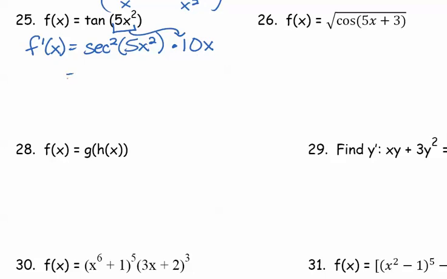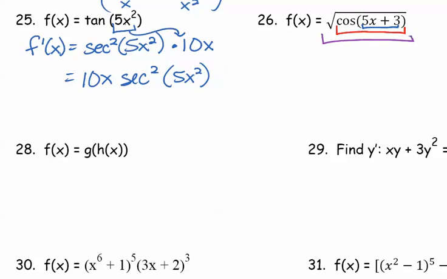So it would be logical to put that 10x in front. But again, the form of your answer is not important here. In 26, I see the composite of three functions. I have a linear function inside of a cosine function inside of a power function. That's the 1/2 power. So we've got to do the chain rule repeatedly here.